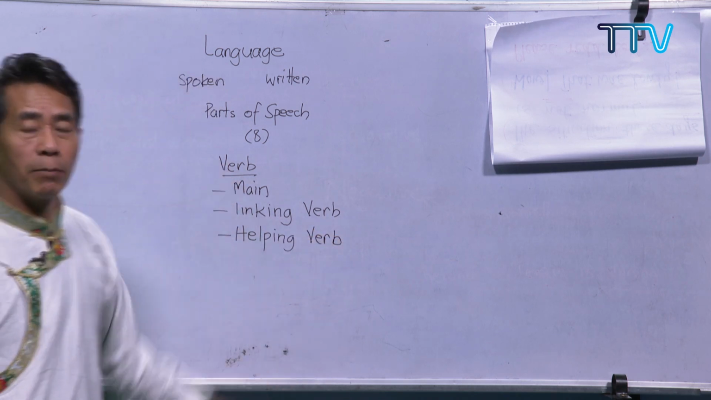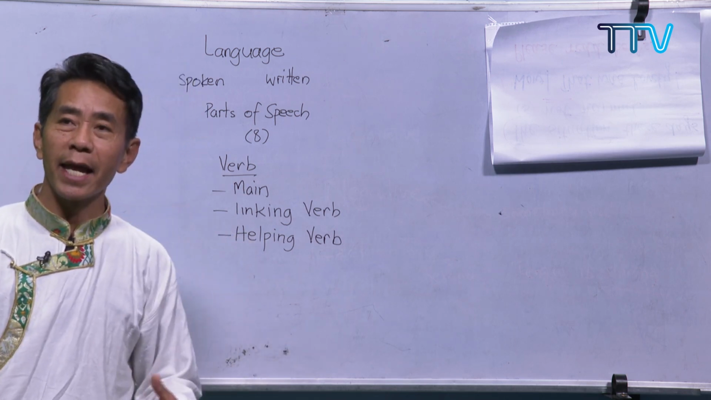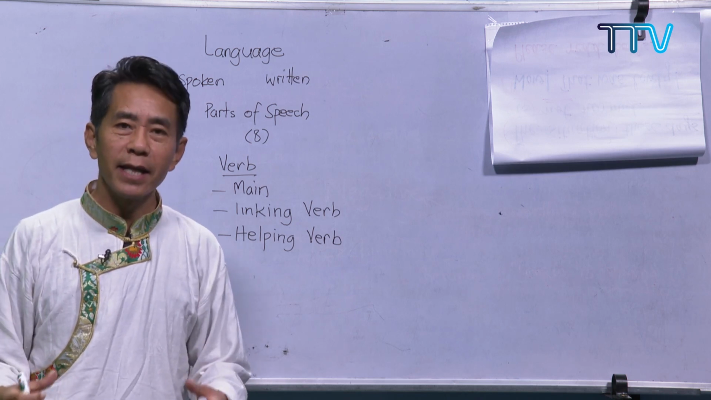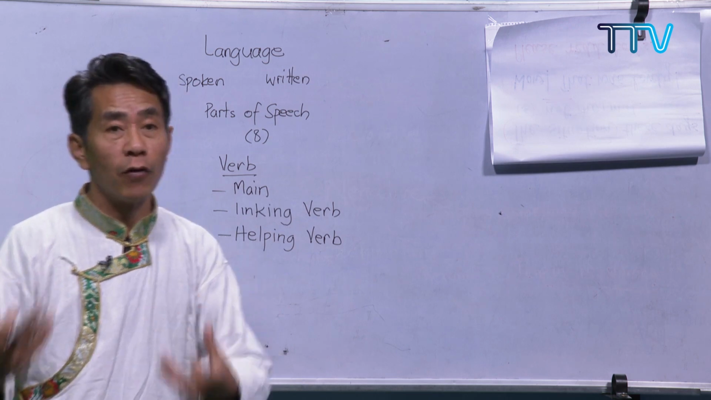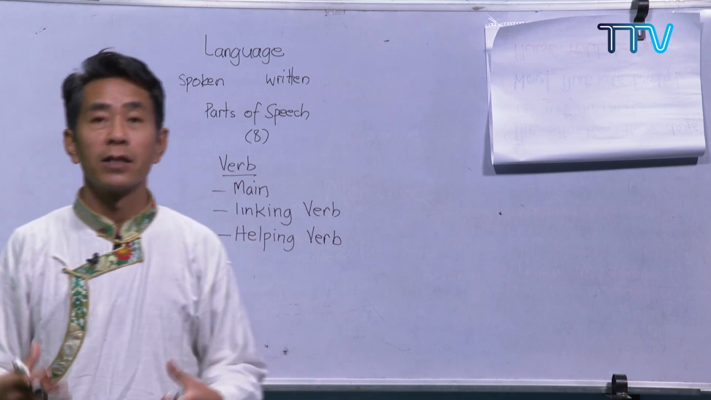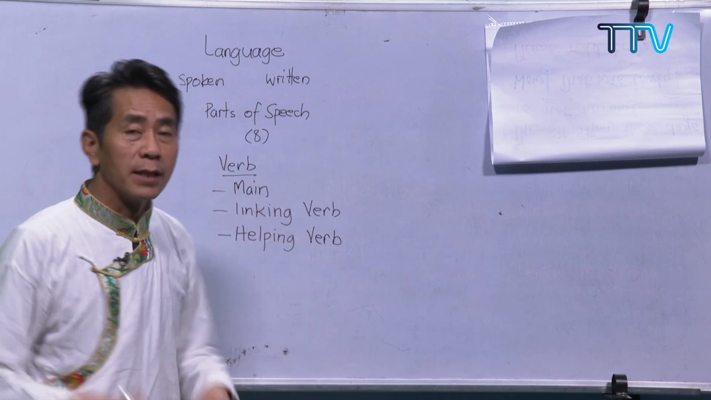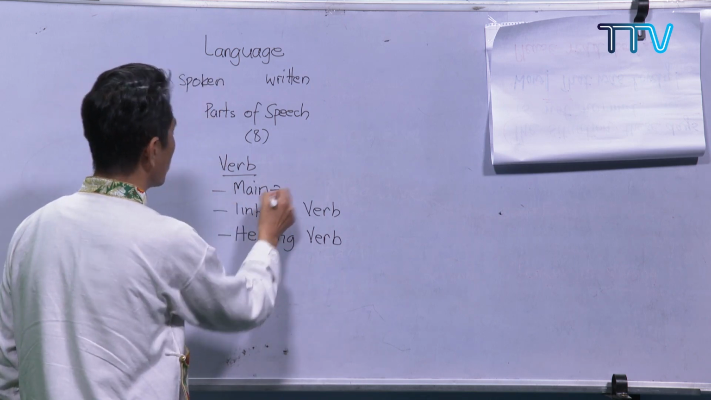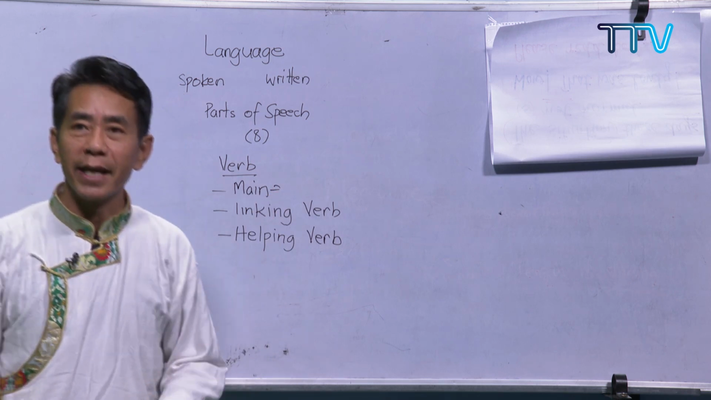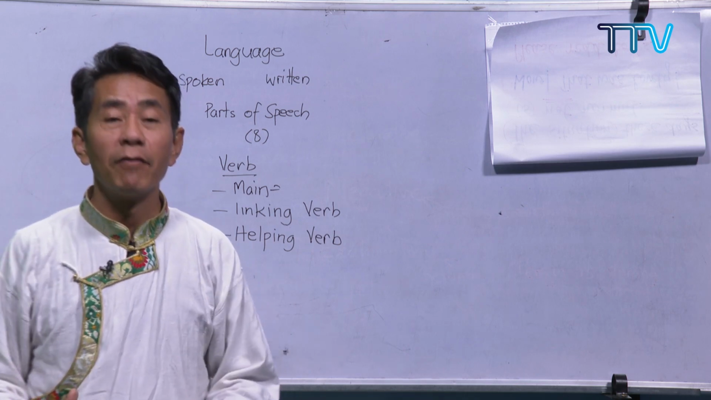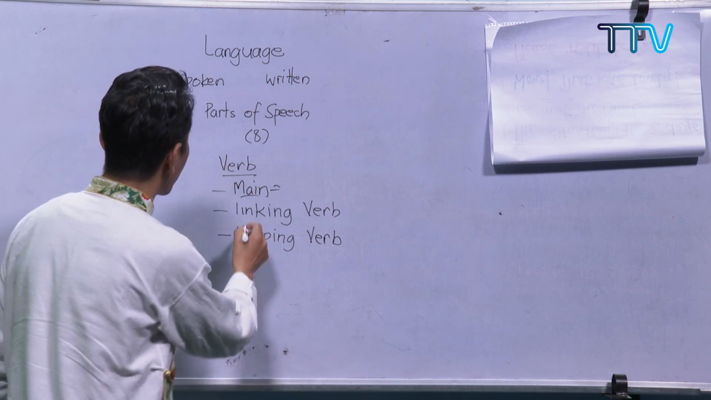Main verb, the word which shows some action, for example, eat, play, sing, dance, write, read, all these are the main verb. The main verb can be of different form. Yesterday, your teacher has already taught you about this. We have got the simple form, eat, play, sing. We also have the ing form, continuous, playing, singing, and we also have the third form.